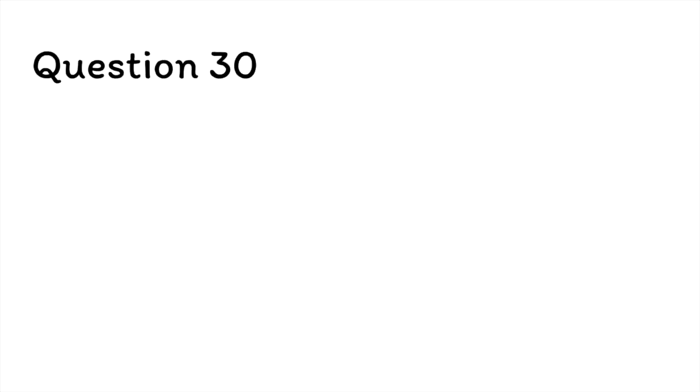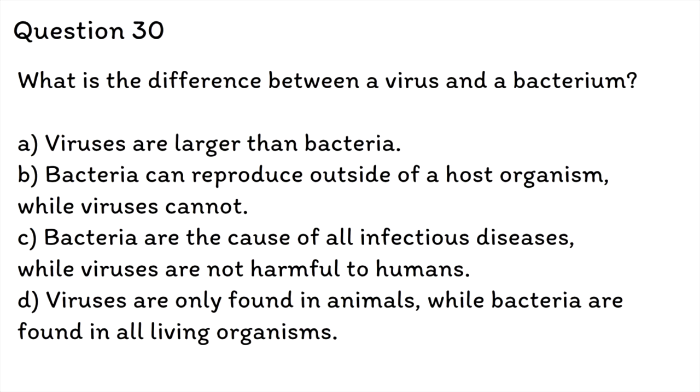Question 30. What is the difference between a virus and a bacterium? A. Viruses are larger than bacteria. B. Bacteria can reproduce outside of a host organism, while viruses cannot. C. Bacteria are the cause of all infectious diseases, while viruses are not harmful to humans. D. Viruses are only found in animals, while bacteria are found in all living organisms.